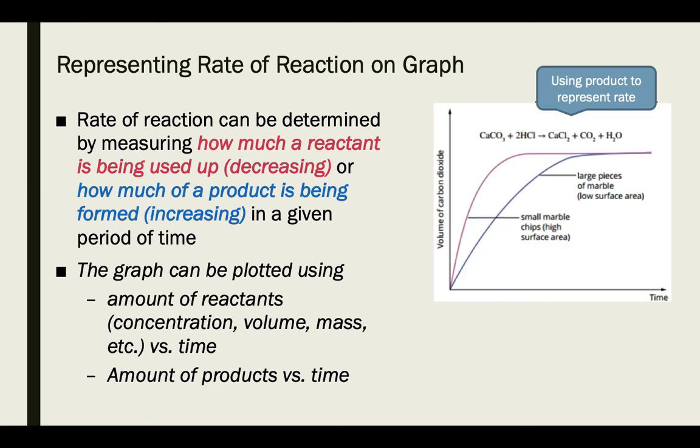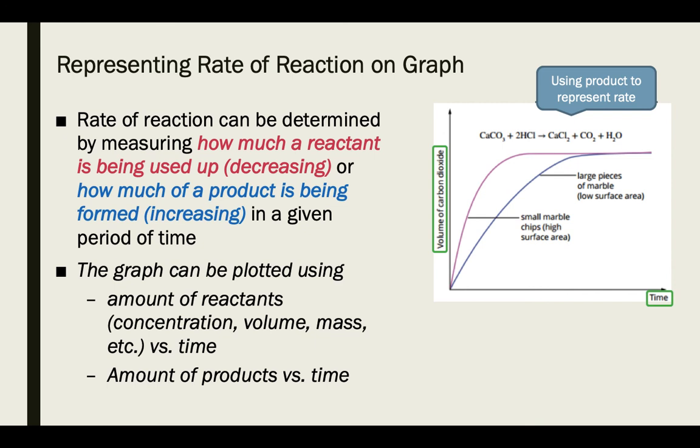So let's look at this. Calcium carbonate reacting with hydrochloric acid. The blue line is when we use larger particles. You can see the y-axis is the volume of carbon dioxide. That's what they choose to represent the rate of reaction. And the x-axis is always time.